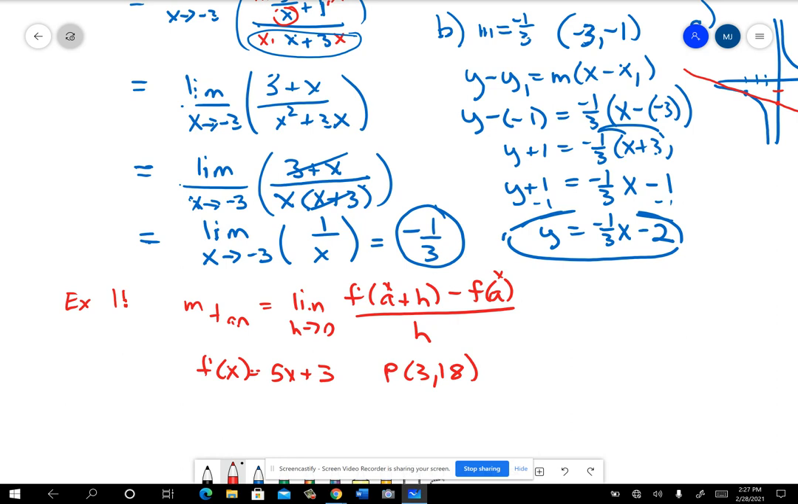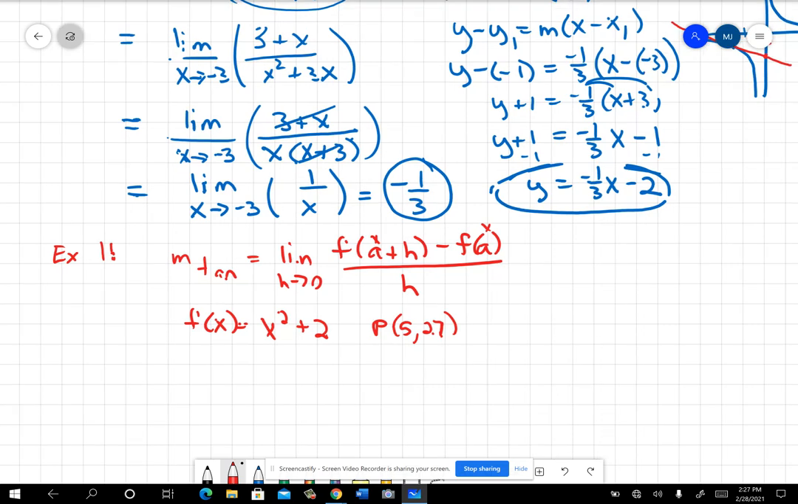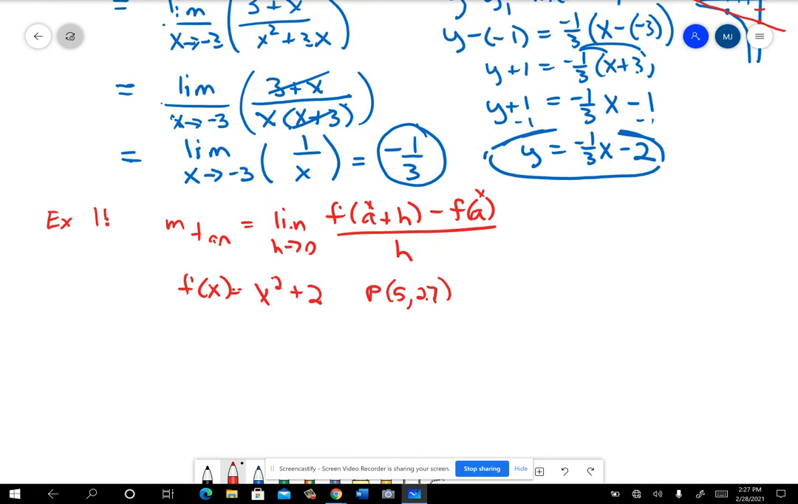Ooh, that's not the one I wanted to use. Let me change that. That's not hard enough. You can do that one. This is the one: x squared plus 2, and the point is (5, 27). Okay, so we want to know the slope of the tangent line to this function at x.